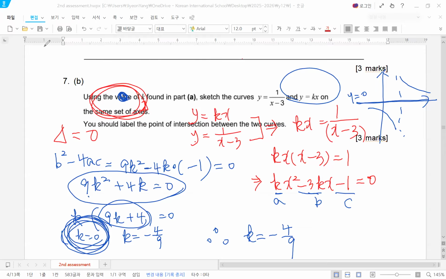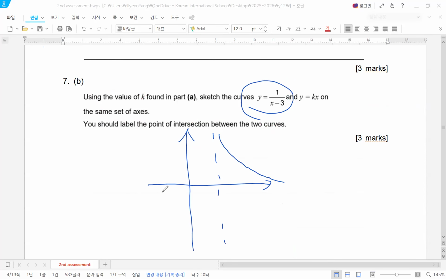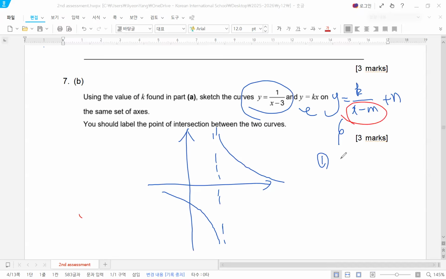They ask you to draw the graph, right? So from 7b, if you draw this graph, it can be drawn in this way. It has two asymptotes. Guys, please bring back your memory. If the form of the function is y equals k over x minus m plus n, it has two asymptotes. The first asymptote is to make the denominator 0. What is it? x equals m.